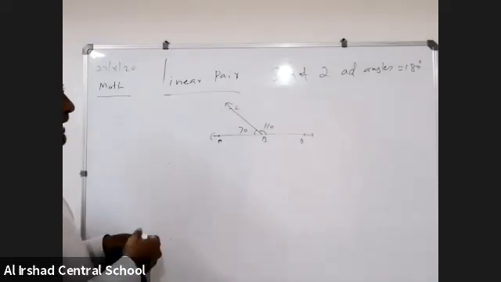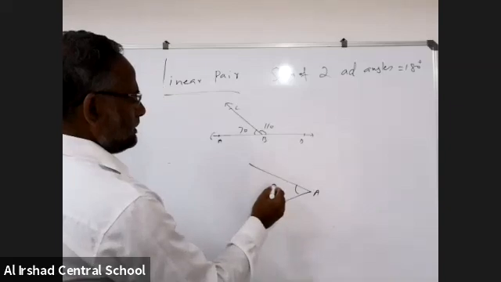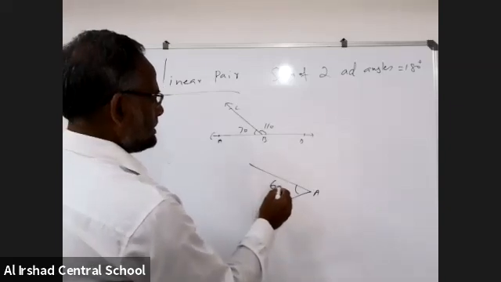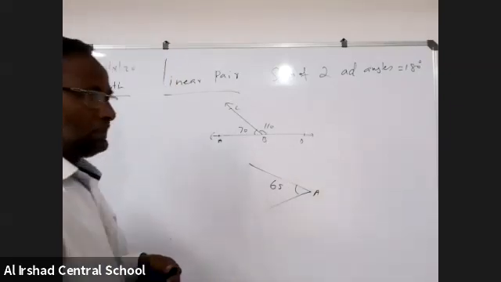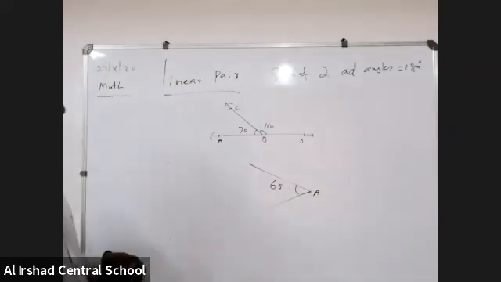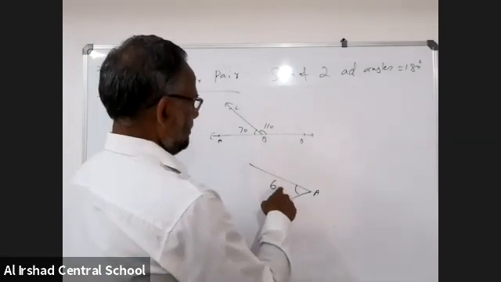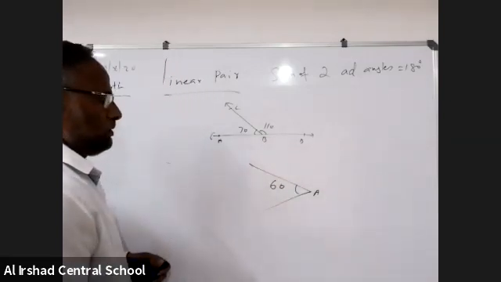Any confusion about linear pair? No? Okay, fine. Now look here. One angle is here, suppose this is angle A. This is 60 or 65. Another angle is there, 60, that is easy for you.